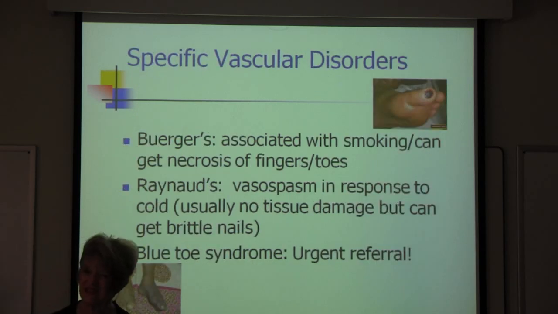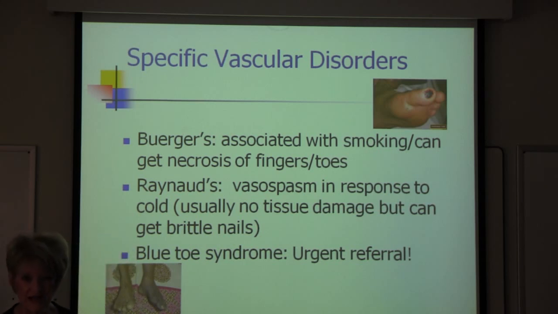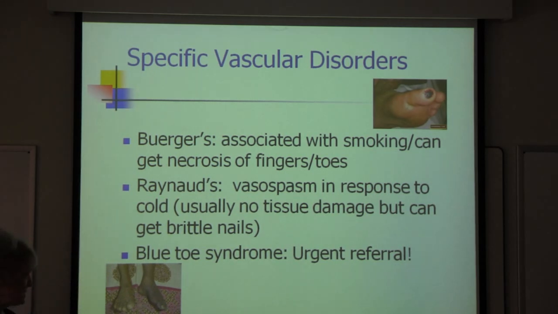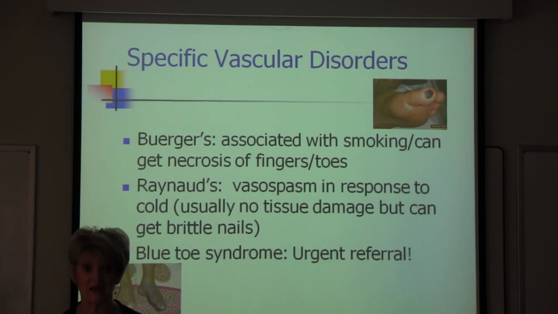Now, there are some specific vascular disorders. You might be asked about these. The one I think you're most likely to be asked about is blue toe syndrome, so I'm going to start there. This represents an acute ischemic process where the patient's thrown a clot to the vessels to a distal toe or the distal foot.